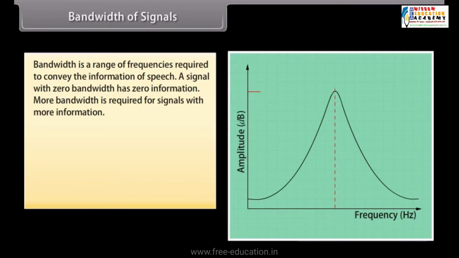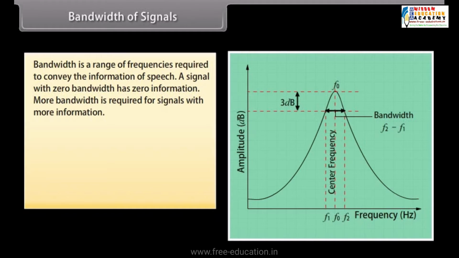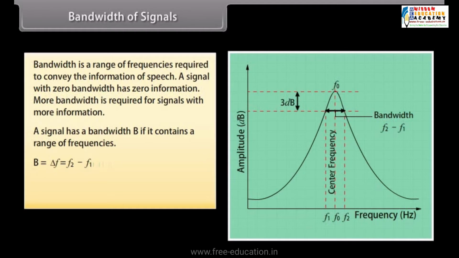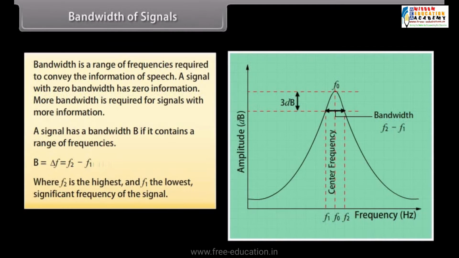Bandwidths of signals. Bandwidth is a range of frequencies required to convey the information of speech. A signal with zero bandwidth has zero information. More bandwidth is required for signals with more information. A signal has a bandwidth B if it contains a range of frequencies. B = ΔF = F2 − F1, where F2 is the highest and F1 is the lowest significant frequency of the signal.